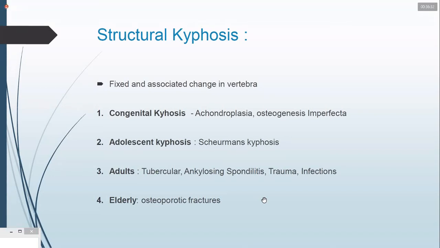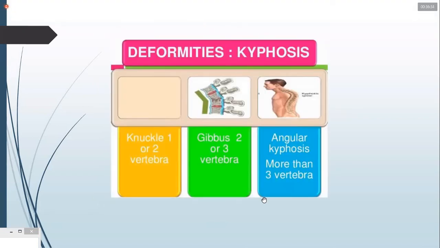There are different causes for that. And we should know three terminologies: knuckle, gibbous, and angular kyphos. Knuckle deformity is from one or two vertebra collapse, when there is a sharp posterior angulation of usually the dorsal vertebra, and we call it knuckle deformity. Gibbous is when two or more vertebrae get collapsed, with an increase in the kyphosis, and we call it gibbous deformity. And angular, when more than three vertebrae are involved, gives a more diffuse angular kyphosis. Knuckle, gibbous, angular kyphosis.